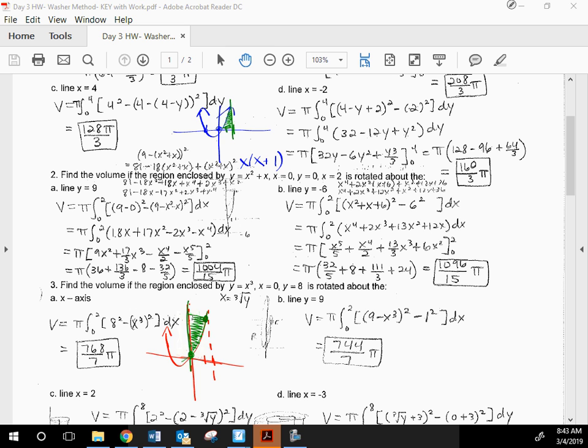Yes, Justin. Top minus bottom, which one would you choose for your bottom? It depends on what you're rotating around. If we were rotating around our x-axis, top minus bottom, my bottom would be the axis of revolution. If we were rotating around, let's say, this line right here, then top minus bottom, bottom would be your function itself. Use that difference there.